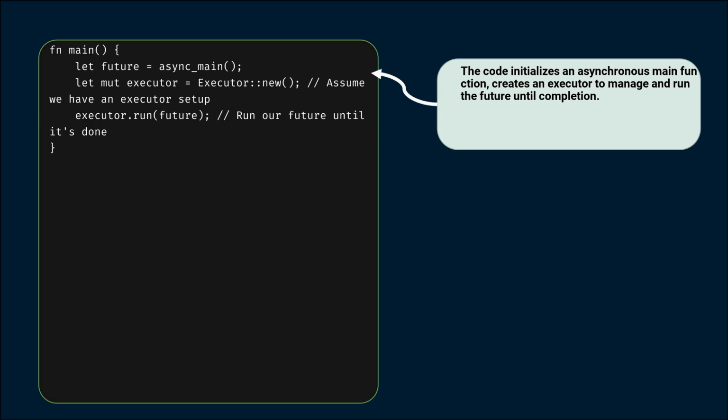To do this, we invoke the run method on the executor, passing in our future. This method orchestrates the polling of the future, allowing other tasks to continue running while waiting for any asynchronous operations to finish. This structure elegantly demonstrates how Rust's async features enable an efficient, non-blocking model of execution, relying on the cooperative multitasking nature of coroutines to optimize resource usage in applications.